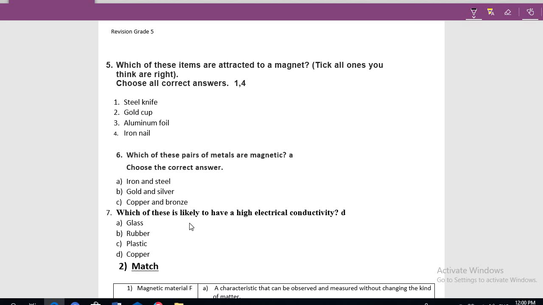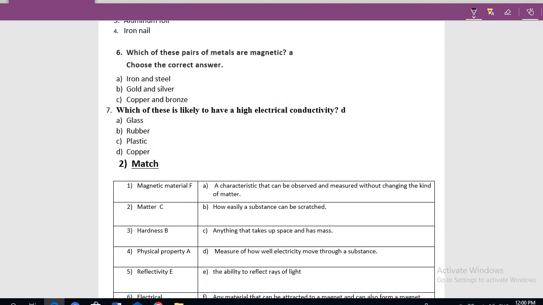Which of these is likely to have a high electric conductivity? High electric conductivity means it can conduct electricity. Glass, no, it cannot conduct electricity. Rubber, not. Plastic, not. While copper can conduct electricity. So the answer is copper.